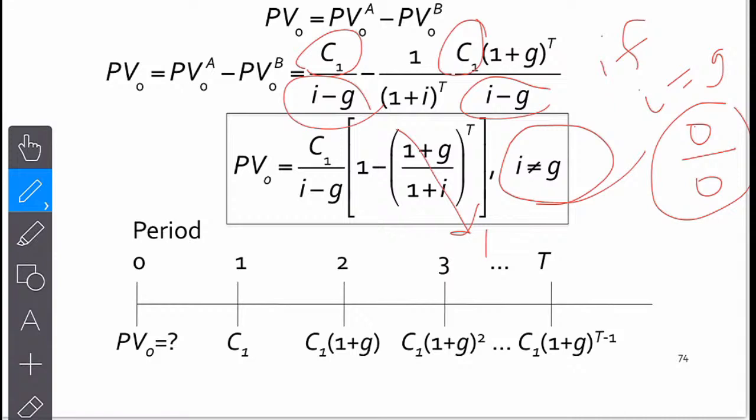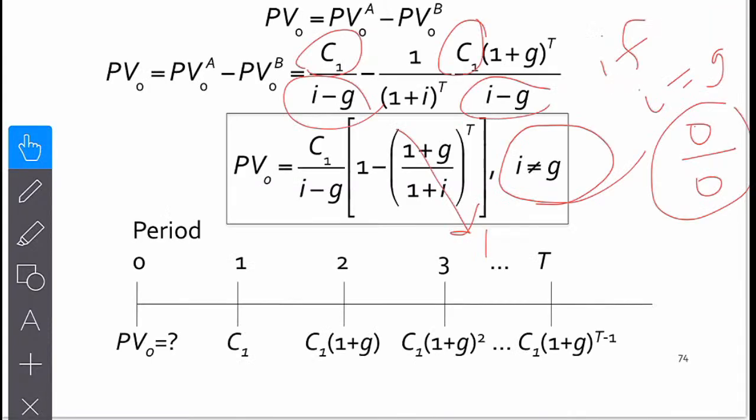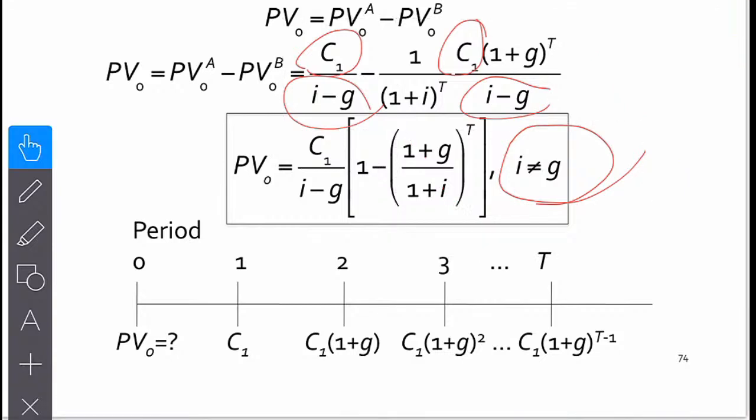Okay, let's see if we can wrap this up. So this is the formula. I'm going to clean this up. Let me clean up my screen. Oops, that's too clean. I want to clean this up.